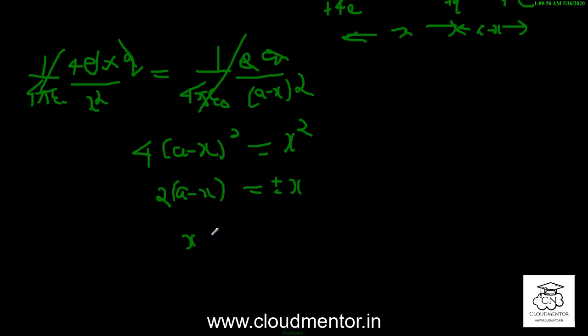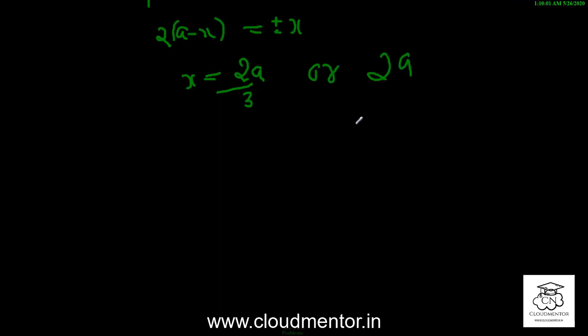So we get by calculation x equal to 2a by 3 or 2a. Okay, I'm using a mouse, so it is difficult. I have no graphic tablets.